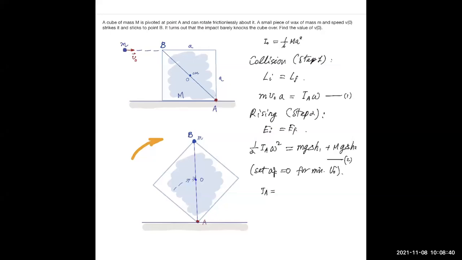Now, for the wax, once it reaches point B, it is a distance AB away from point A, right? So what is the line AB equal to? The length of that equals the square root of 2 times A, right? It's a cube of side length A. So for the contribution from the piece of wax, you have small m times the square root of 2A, squared. Now for the cube about point A, we use the parallel axis theorem.